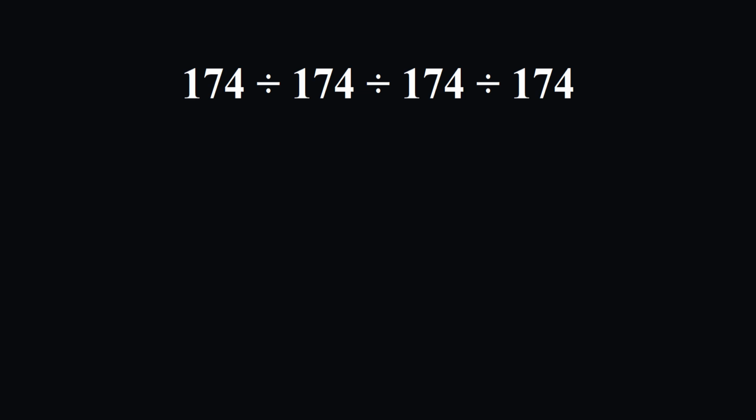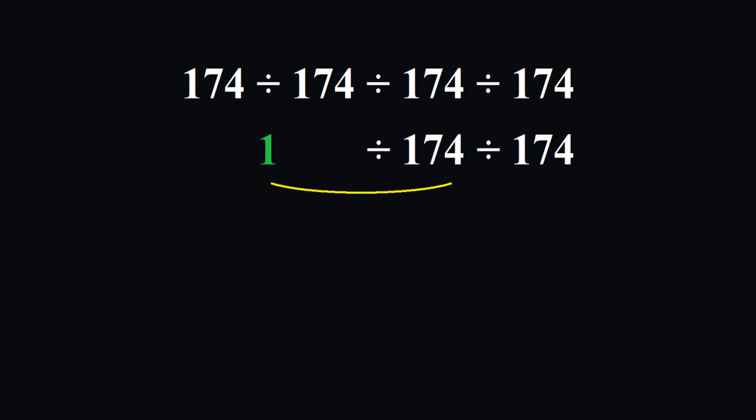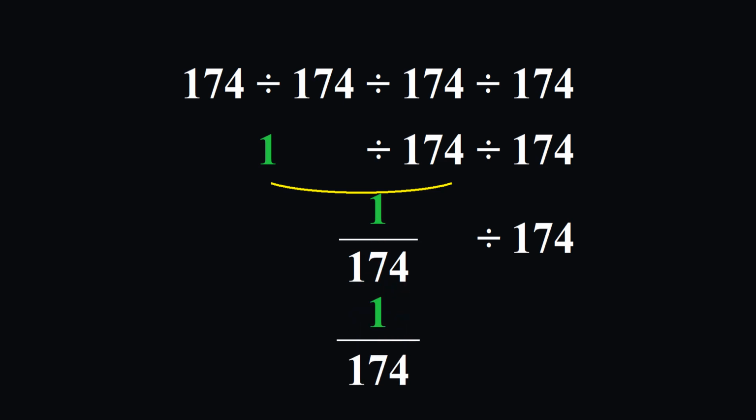So we have first this division: 174 divided by 174 equals 1. So we have 1 divided by 174 divided by 174, and we can write this part as 1 over 174 divided by 174. So we must keep the first fraction 1 over 174 and change division to multiplication.